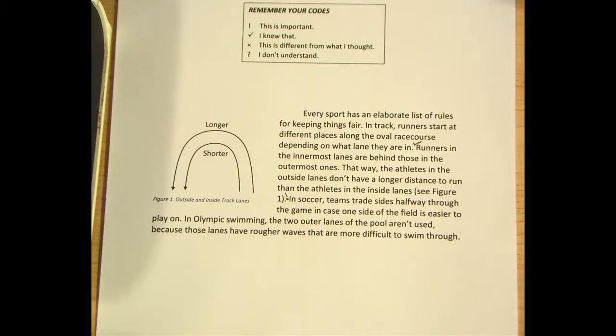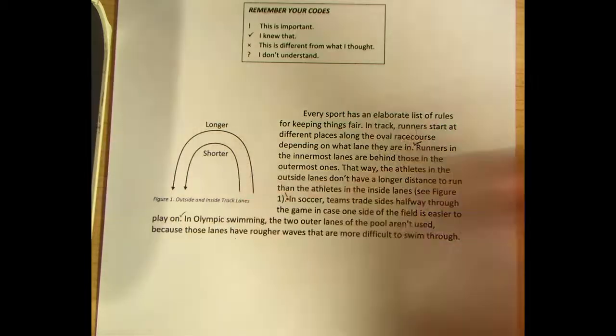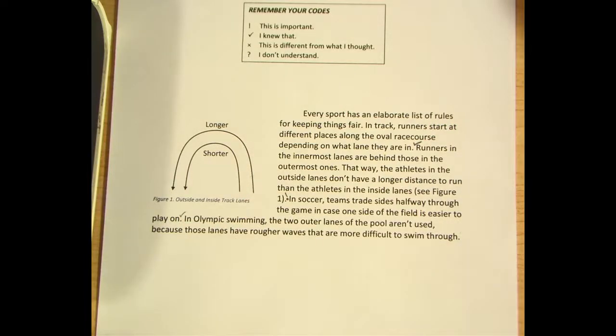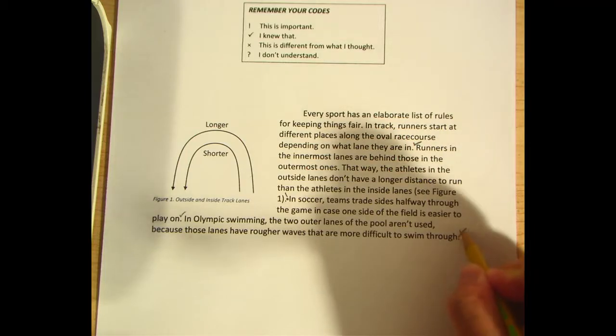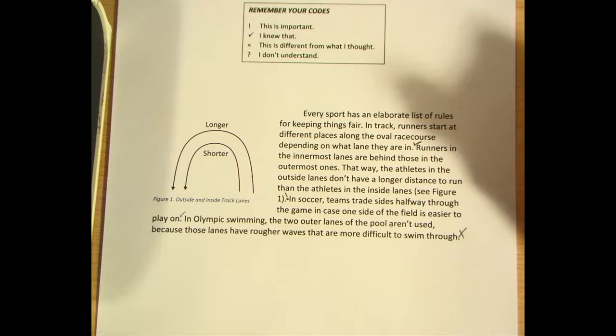In soccer, teams trade sides halfway through the game in case one side of the field is easier to play on. I remember that from when I played soccer. In Olympic swimming, the 2 outer lanes of the pool aren't used because those lanes have rougher waves that are more difficult to swim through. You know what? That is not what I thought. I always thought those outer lanes were not used because people might bump into the wall or something.